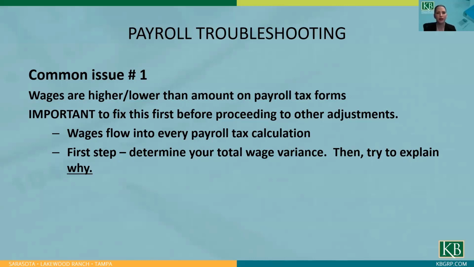The first common issue that we see quite frequently is that our wages are higher or lower in the general ledger that the client provides than the amount that's reported on the payroll tax forms. It is very important to fix this first before you proceed to any other payroll adjustments. The reason it's so important is because wages flow into every payroll tax calculation. If you start with the incorrect wages, every number after that will also be incorrect if you're relying on that as the accurate number. So the first step, if your wages don't agree, is determine your total variance. Then try to explain why you have a variance. So don't panic. Figure out the total difference, and then explore some reasons why it might be different.